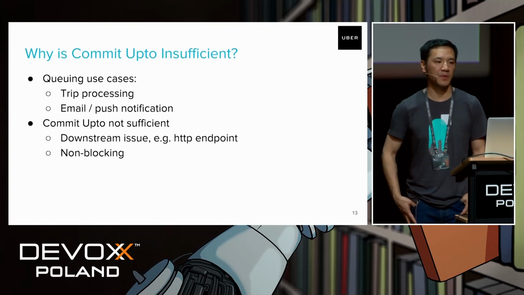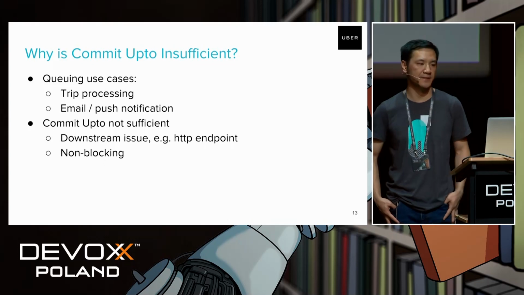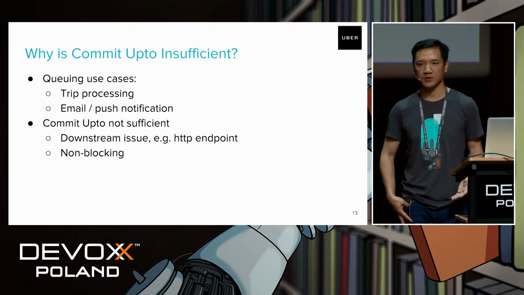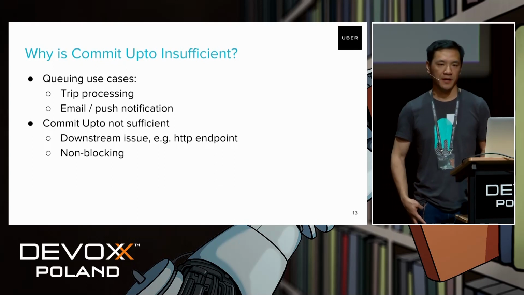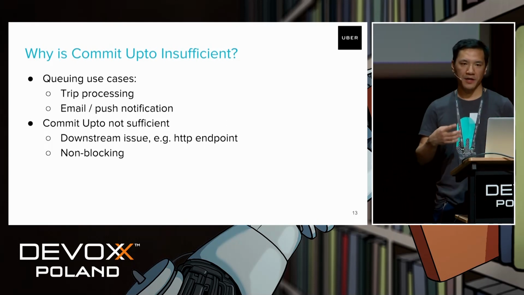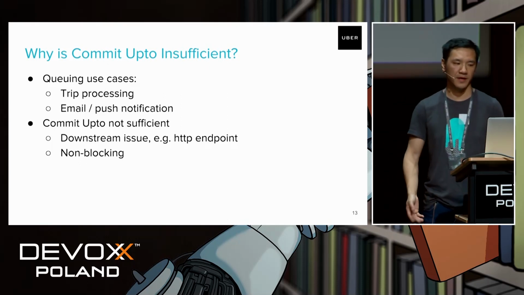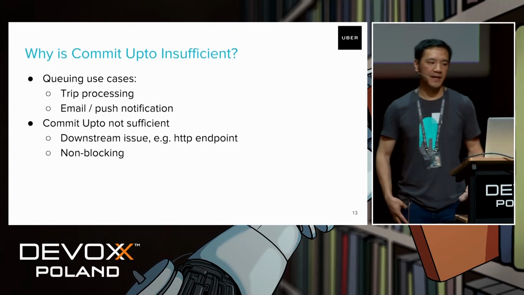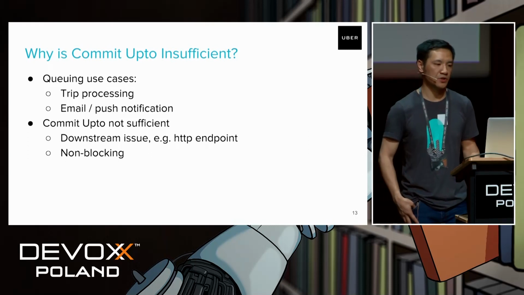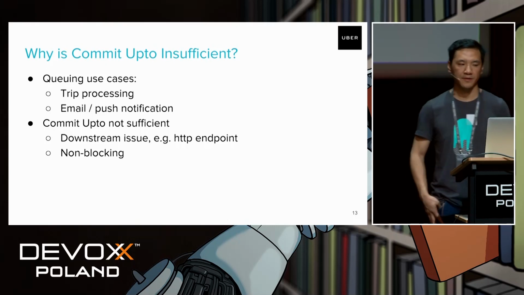But why is commit-up-to insufficient? It's insufficient for the queuing case. For example, trip processing. Think of a message representing a trip in a Kafka topic. When we are processing a trip, the downstream system may have some issue. For example, an HTTP endpoint may have some issue. And in this case, we don't want to block processing of the next message. We want to nack the message and have it redelivered back. And in this case, it should be non-blocking.